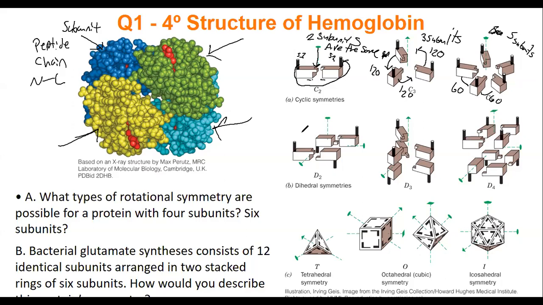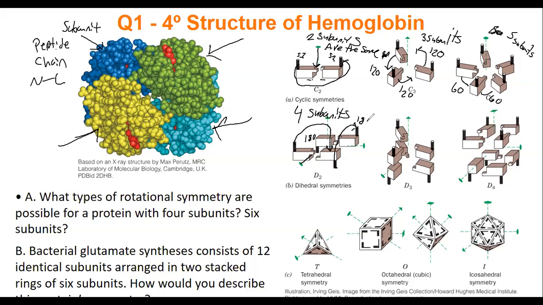Now, dihedral symmetry is probably more confusing to think about because in dihedral, you have multiple planes or multiple levels to think about. So in D2, you have 4 subunits, 4 identical subunits, and you have different axes of rotation. So for my first axis of rotation, I'm going to rotate 180 degrees like that. For my second axis of rotation, I'm going to go 180 degrees this way.